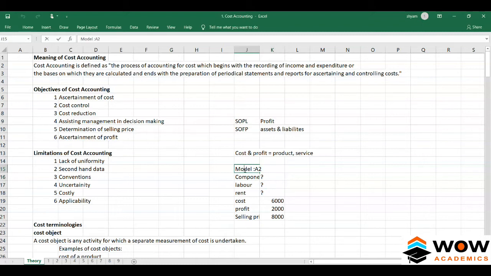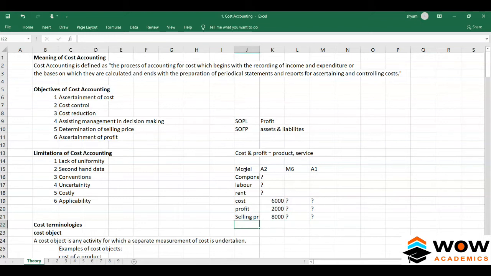In the similar way, if you take a smartphone company, they're not going to produce one model. Next model would be like M6, or A1. So there will be so many models. For each model, they have to find out what would be its cost, what is the profitability that we want, and what can be the selling price.